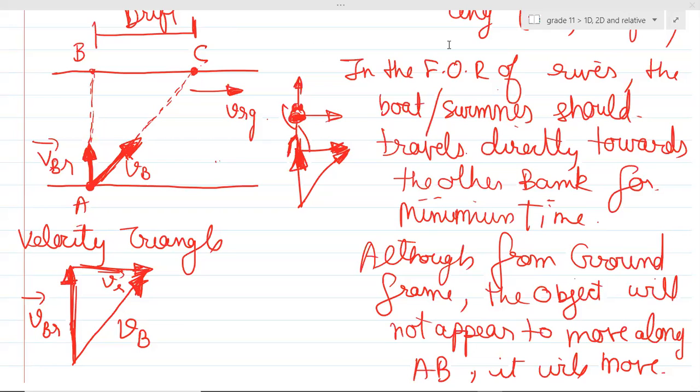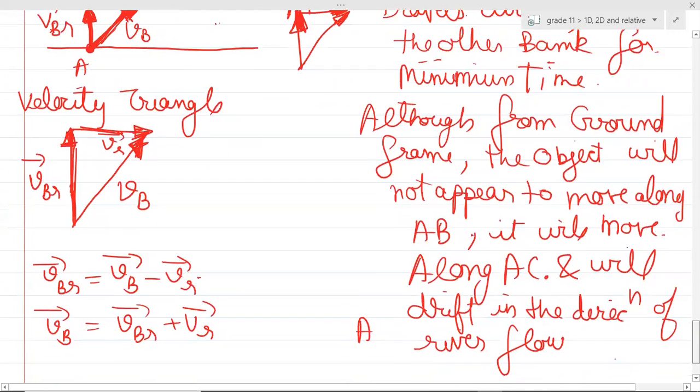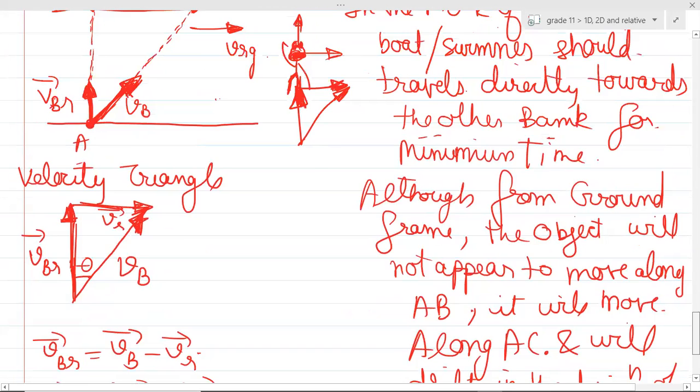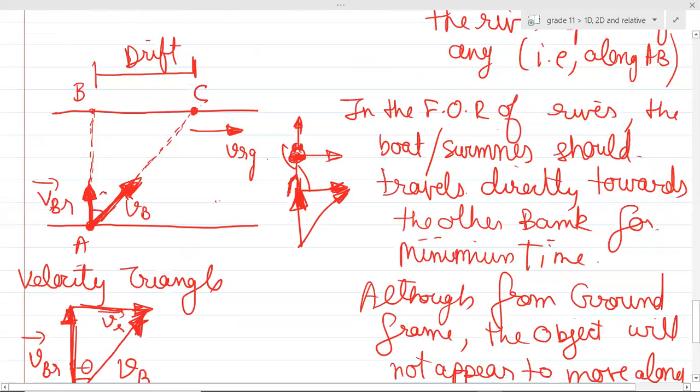Done, guys? Okay. So basically, this is the conceptual part of it. Now let's discuss the mathematical part of it. Can you see the angle over here? Let's say this angle is theta. If I say this angle is theta, then will this angle also be theta? If this angle will also be theta, then can you see a triangle ABC?